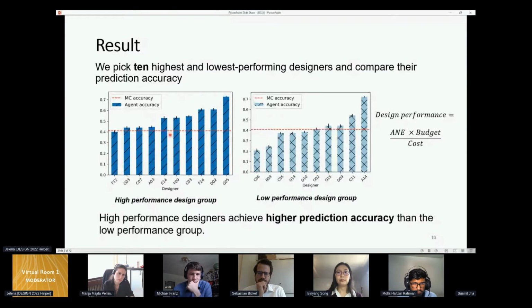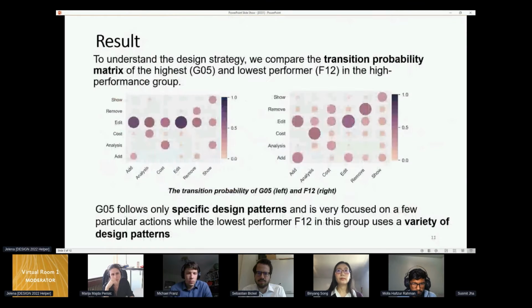The left figure shows the high performance design group, where a total of 9 designers have better accuracy than the baseline model, a baseline Markov chain model, which is 41%. In this group, the highest performer, G05, achieved the highest accuracy. The right figure shows the low performance designer group, where 5 designers out of 10 were lower than the baseline accuracy. We also compare the transition probability matrix of the highest performer and the lowest performer in the high performance group.